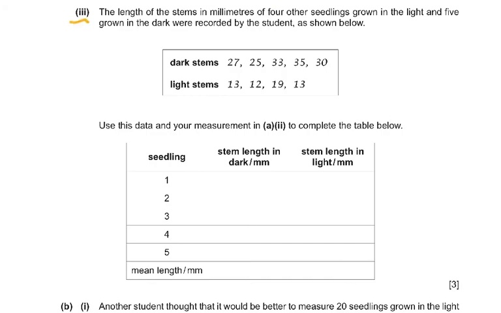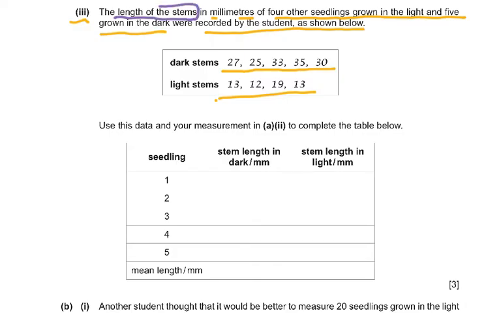And let's look at part 3. The length of the stem in millimeters of 4 other seedlings grown in the light and 5 grown in the dark were recorded. So one was the one which we measured earlier, and then 4 other seedlings grown in the light and 5 grown in the dark were recorded by the student as shown below. So the dark ones are like this and the light ones are these. So this is the length of the stems. Now keep concentrating, reading the question very carefully. Use this data and your measurement in A1 to complete the table below.